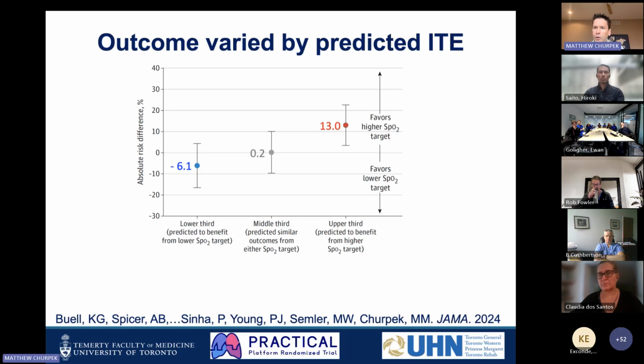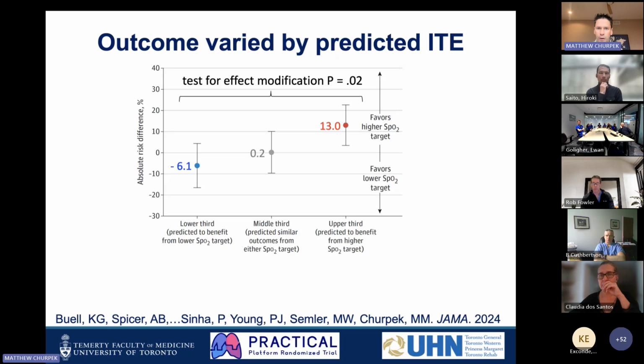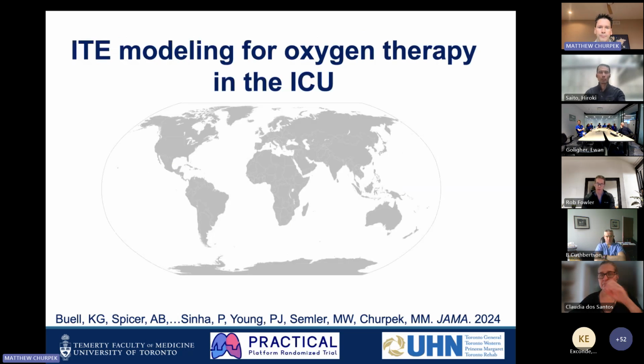The next thing we wanted to do was to see, given the predictions, how the patients actually did in these different subgroups. What we found was that the groups that were predicted to benefit from a lower target did actually benefit from a lower target. And those, here you can see in the red, who were predicted to benefit from a higher SpO2 target did in fact benefit from a higher SpO2 target, with a significant p-value for effect modification.